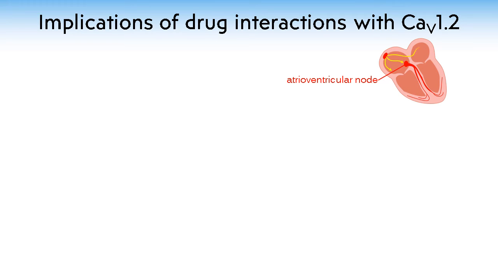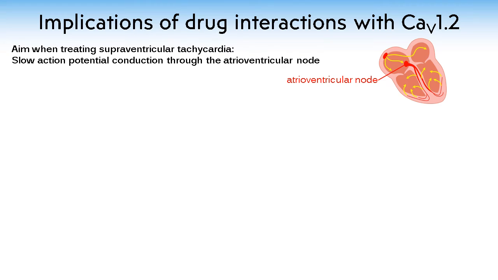If all these signals are transmitted to the ventricles, they contract at an abnormally fast rate, and there is insufficient time between beats for them to fill properly with blood. That impairs cardiac output. The aim of treatment is to prevent the excessive activity from reaching the ventricles. It can be done by slowing action potential conduction through the atrioventricular node. This gives the ventricles more time to fill with blood between each heartbeat, which improves cardiac output. The pore-forming action of verapamil and diltiazem on L-type calcium channels enables them to do this.